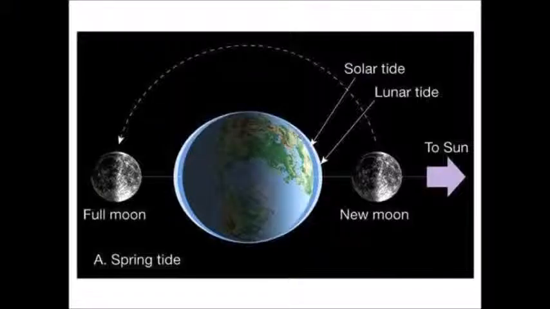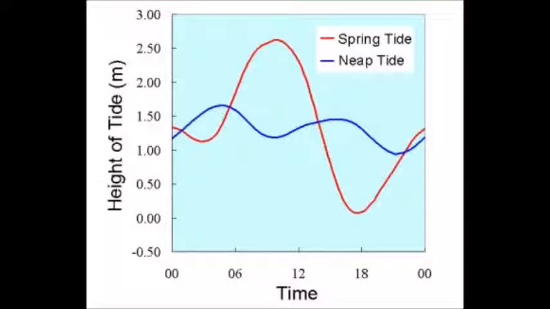Solar tides are about half as strong as lunar tides. Even though the Sun's gravitational force is greater than the Moon's, the Moon's closer proximity gives it a greater effect on tides. Spring tides and neap tide levels are about 20% higher or lower than average. As shown on the graph, spring tides have a much larger range than a neap tide.